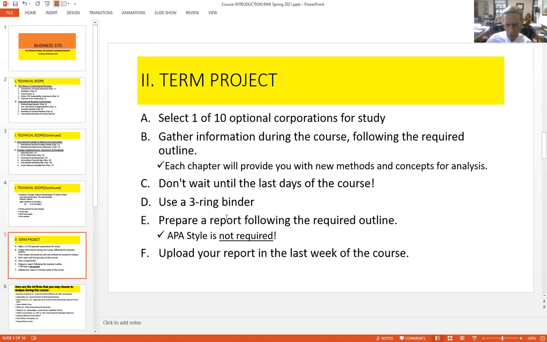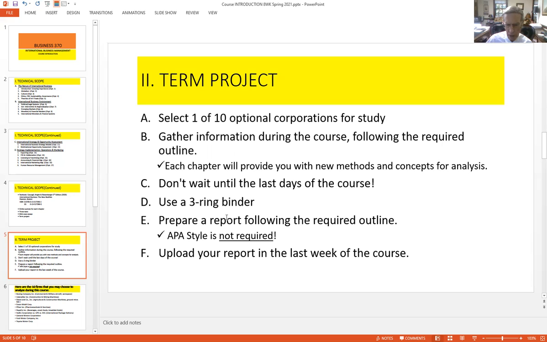The smart thing to do, by the way, is to get a 3-ring binder and divide the tabs in that binder according to the outline that you will be provided, the required outline that you need to follow. So make a 3-ring binder, put tabs in it corresponding to the outline, and then as you develop material during the course, put that material in your binder.